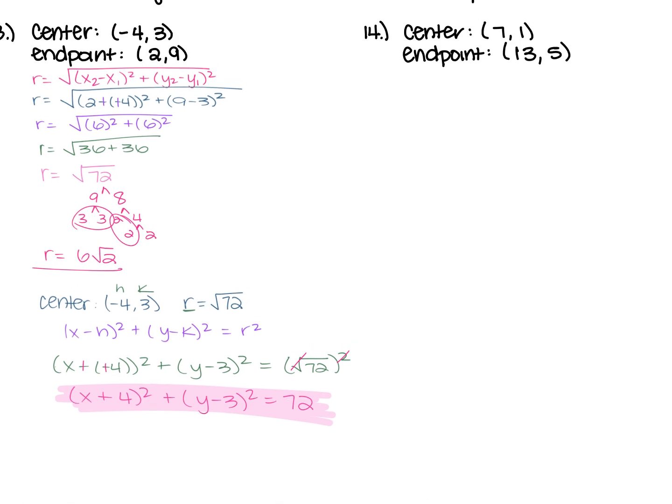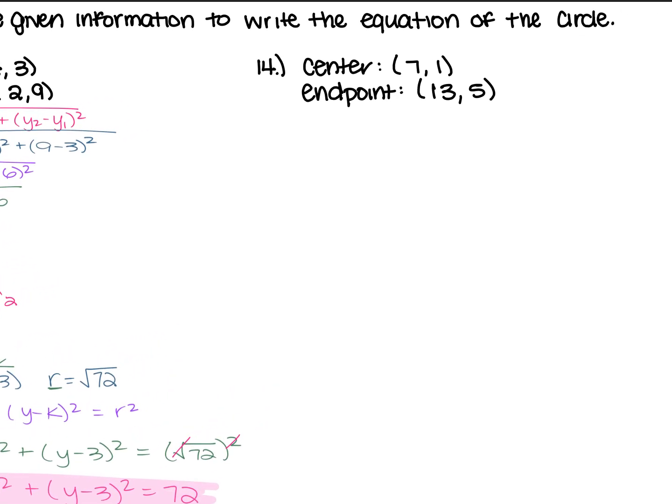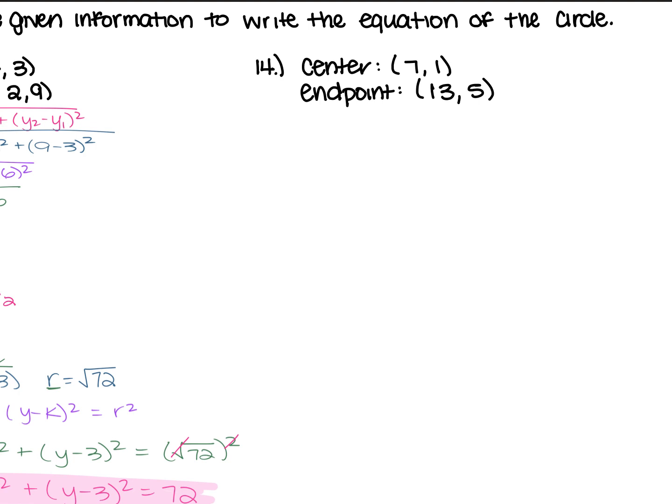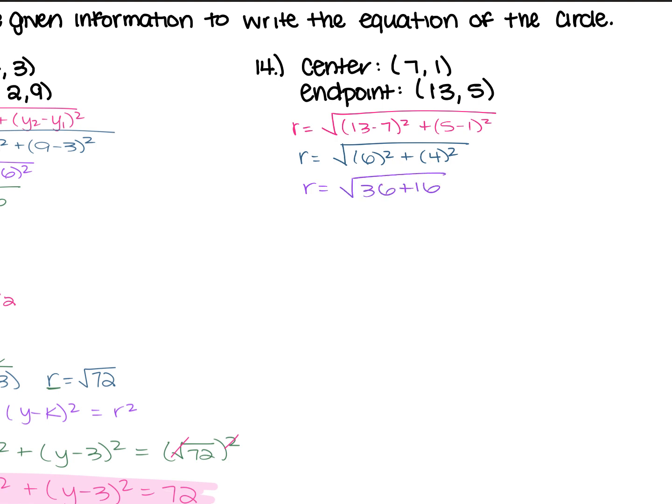For number 14, you have a center of 7, 1 and an endpoint of 13, 5. So again, use your distance formula to find your radius. We're going to have the square root of 13 minus 7 squared plus 5 minus 1 squared. For your 13 minus 7 underneath that square root, that gives you 6 squared. And the 5 minus 1 is 4 squared. So that's the square root of 36 plus 16.